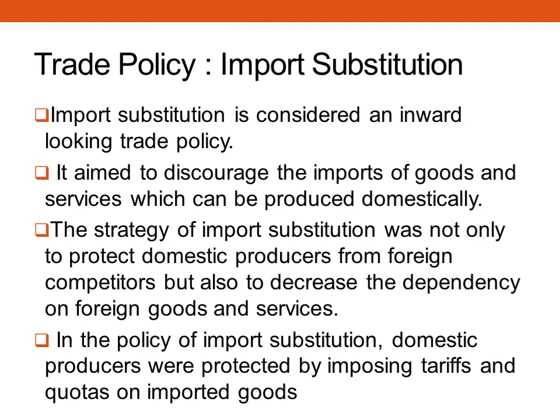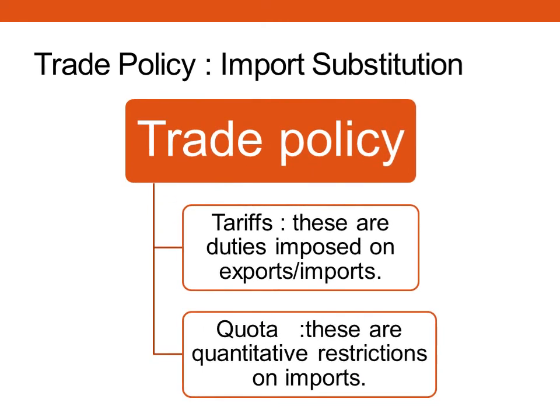Then how did our government adopt this import substitution policy? These two are the weapons used by India: tariffs and quota. Protection is given through tariffs and quota. Protection to the domestic industries. Tariff means duties imposed on exports or imports. So the tax imposed on export and import is called a tariff. Quota means quantitative restrictions on imports.